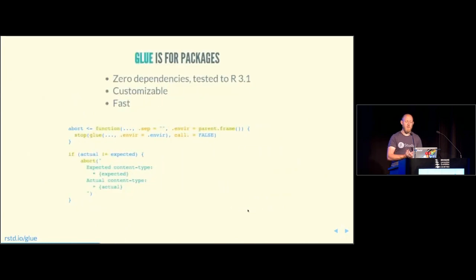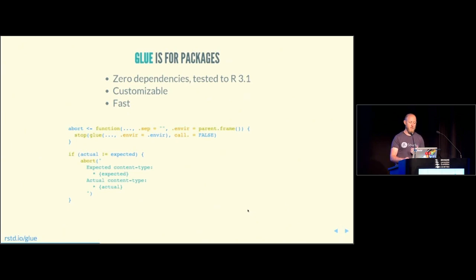Glue is designed to be really easy to use in packages. It has 0 non-base dependencies. It's tested all the way back to R 3.1. It's also designed to be customizable for package authors, so you can tailor the behavior of the glue function to how you are using it in your package. And it also aims to be fast, so the speed of the code should not be the limiting factor on whether you include it in your package or not.